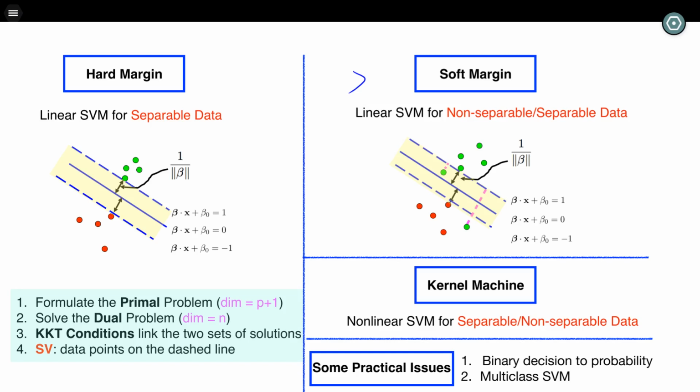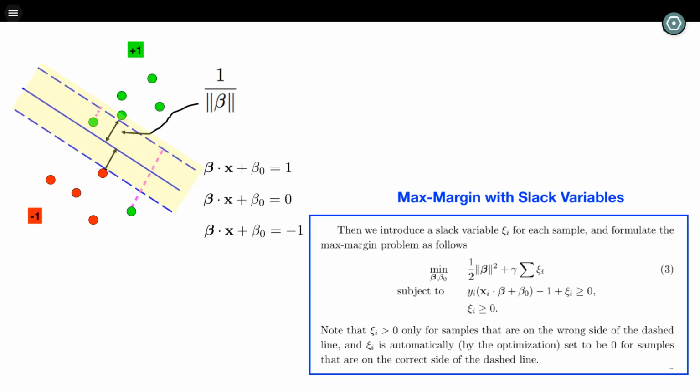And another is that everything is binary class, so how do we go from binary to multi-class SVM? I will mention that at the end. And some of the references I linked on Piazza have already addressed some of these issues. Okay, so I'm going to first move to the soft margin setup.